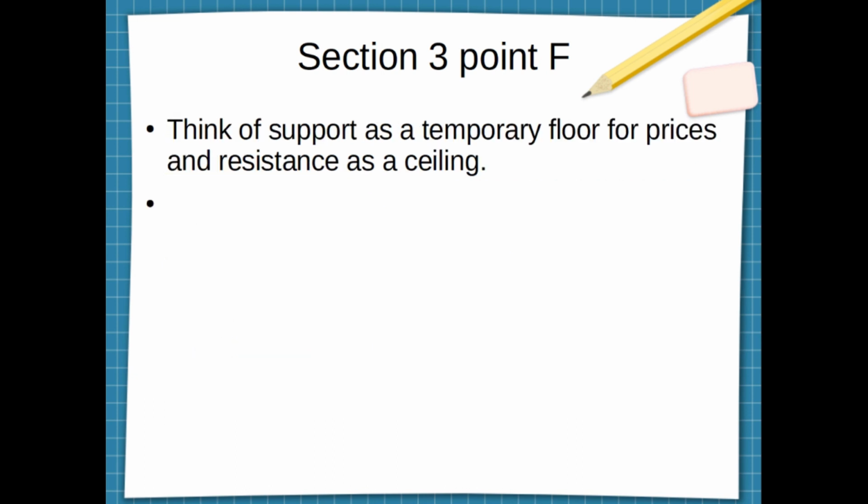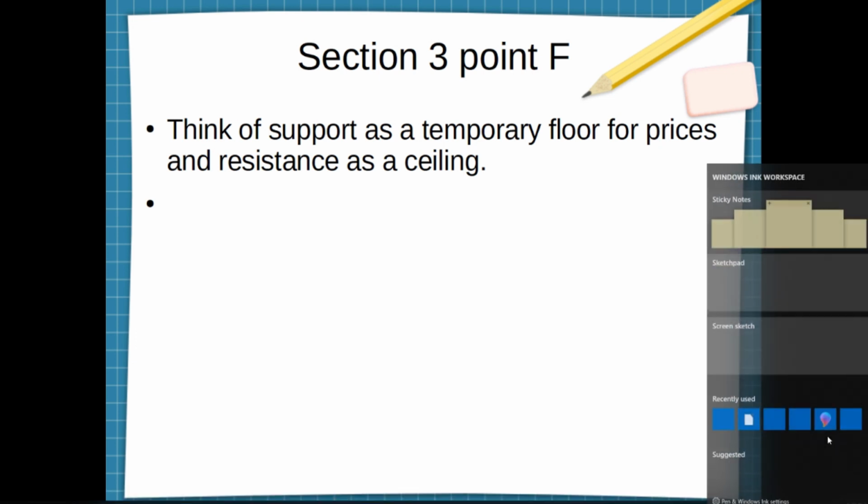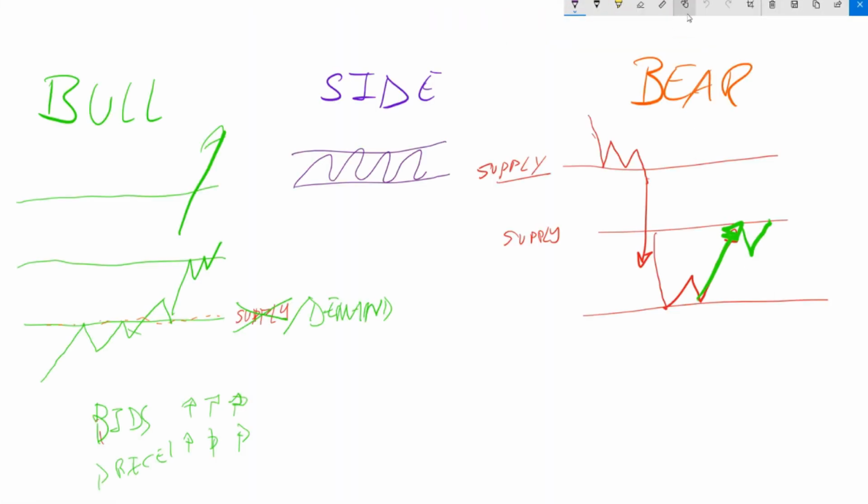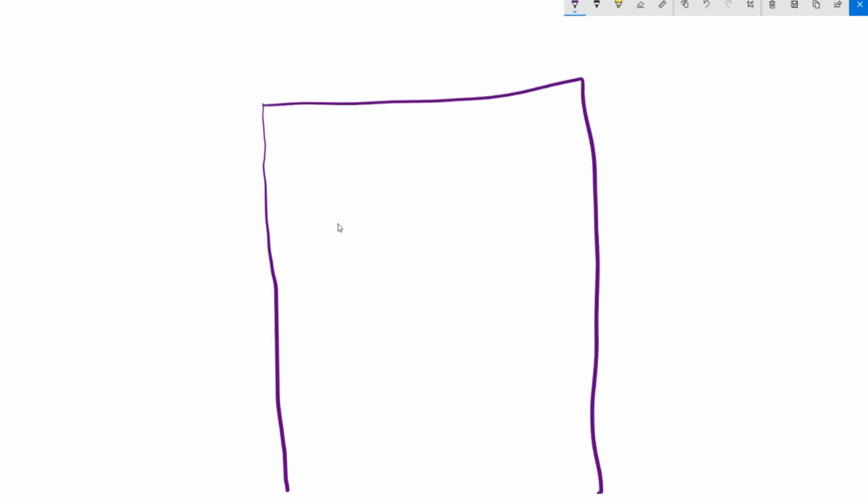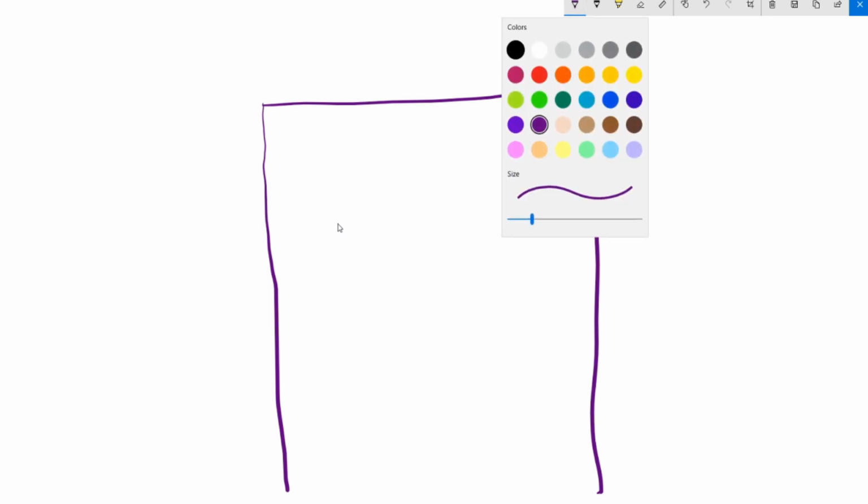Okay, second slide. You need to think of support as a temporary floor for prices, and resistance as a ceiling. What I'm trying to explain, I just showed you how to place one of them. We're gonna make many examples, but as of now, let's go ahead and I'll show you. You need to picture this as some kind of building. It's like a building. Okay, you got a building here, and then in the middle you got different floors.